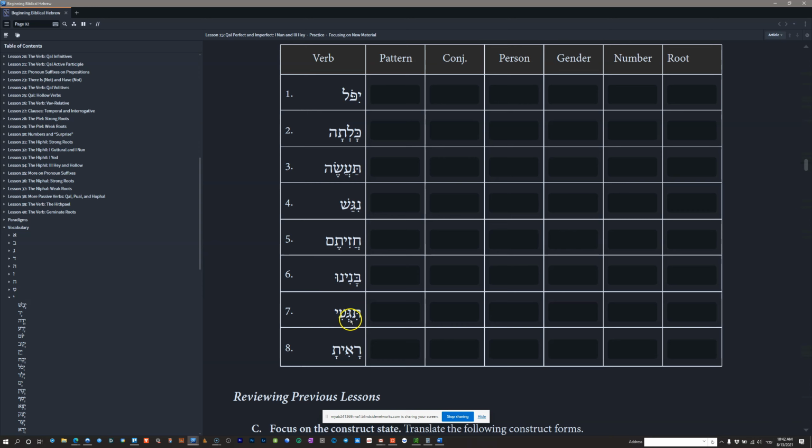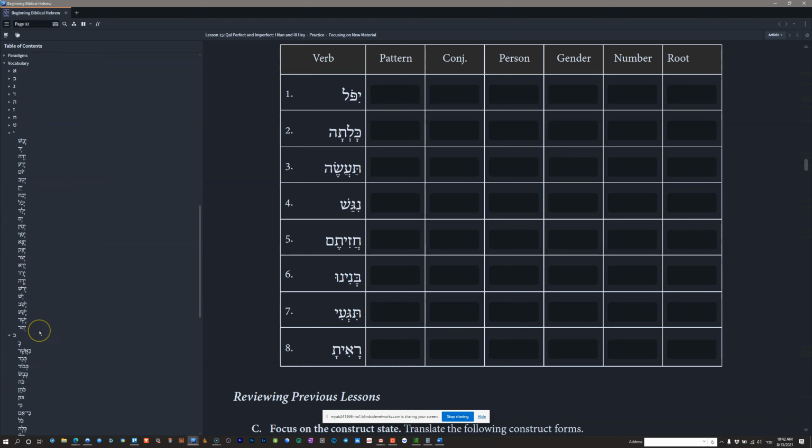What about the 1 noon? Well, sure enough, in a 1 noon, when we add a prefix, that noon is going to curl up into a ball and hide inside of the second root letter. All right, and so that's what we've got here. We've got a cow imperfect 2FS form of nagah.